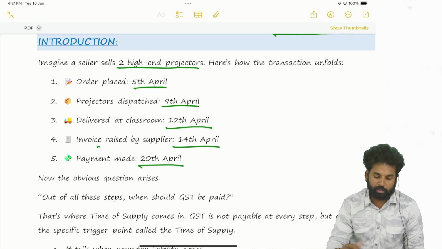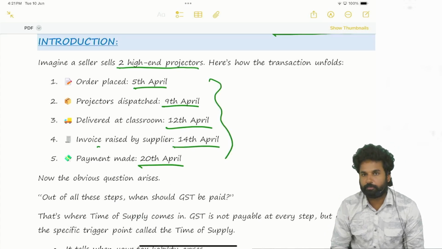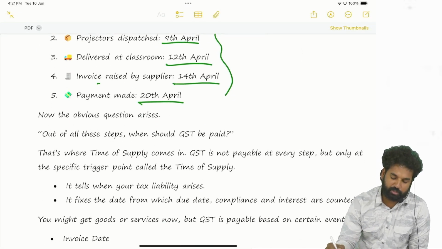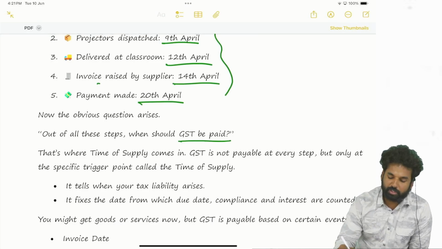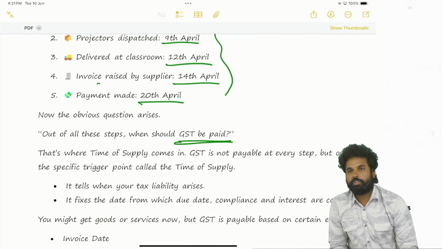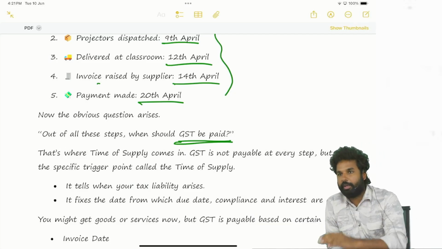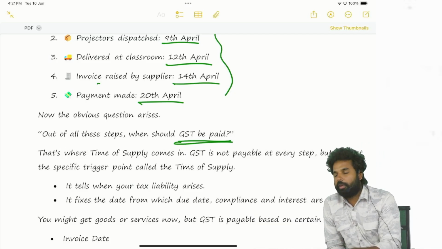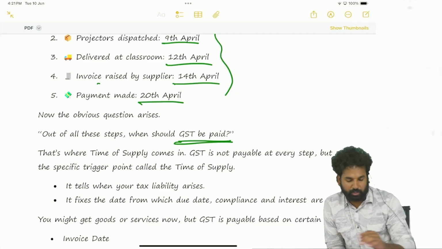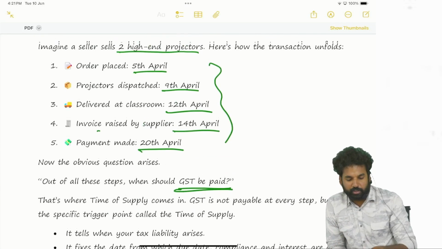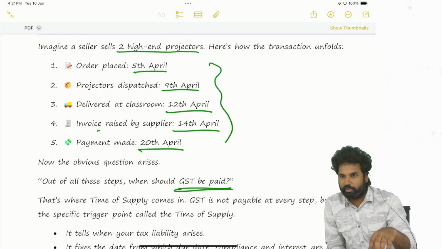So this is likewise a single supply, and the events are scattered like this. Now the obvious question arises: out of all these steps, when should GST be paid? GST be paid means when the GST liability arises. First, if you fix the liability date, then you will know the date of payment of GST, the due date for payment of GST. That will be fixed. If your liability arises in this month, see, actually, for the sake of example, we have taken these dates.